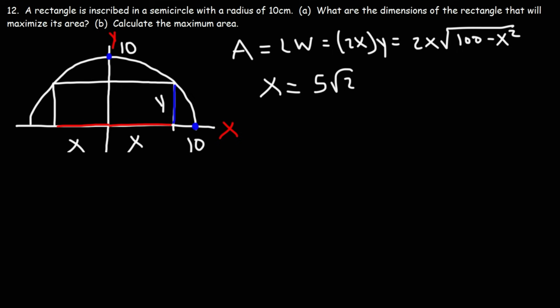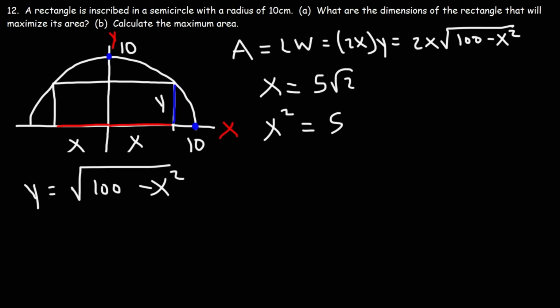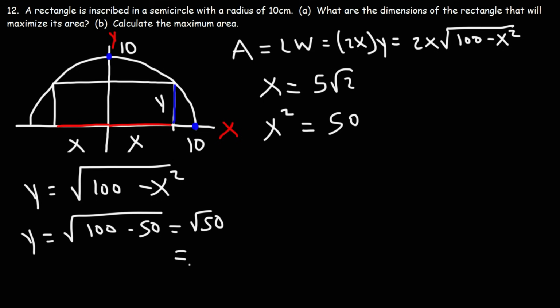So now we can calculate y. We know that y is the square root of 100 minus x squared, which is what we have here. And we know that x squared is 50. If you square this, you'll get 50. So this is the square root of 100 minus 50, which is the square root of 50. And we know that's going to simplify to 5 square root 2. So in this problem, both x and y have the same value.